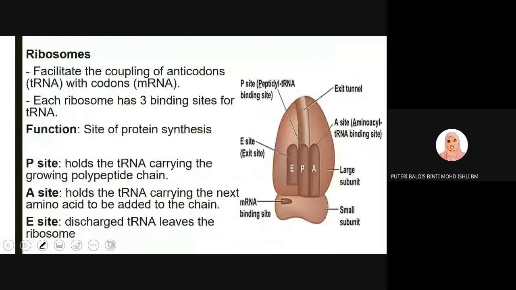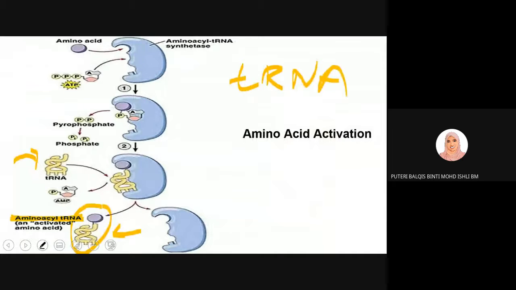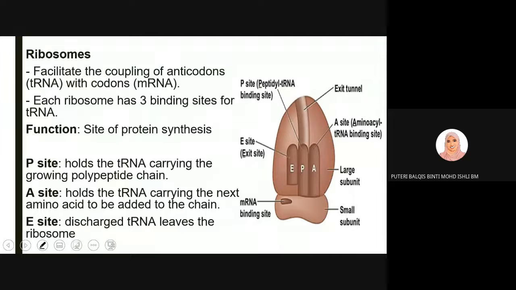Okay, so itu kita dah cerita pasal amino acid activation. Next kita tengok pada ribosom. Ribosom ni dia ada dua components. Yang komponen pertama adalah small subunit. At the small subunit we have mRNA binding site, and then we have large subunit. At the large subunit we have three sites: E site, P site, and also A site.